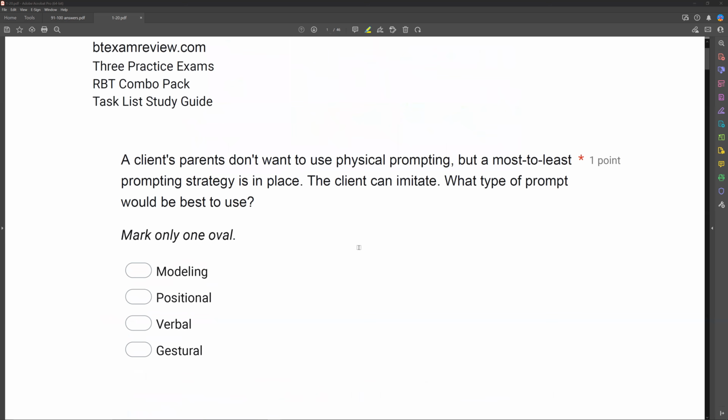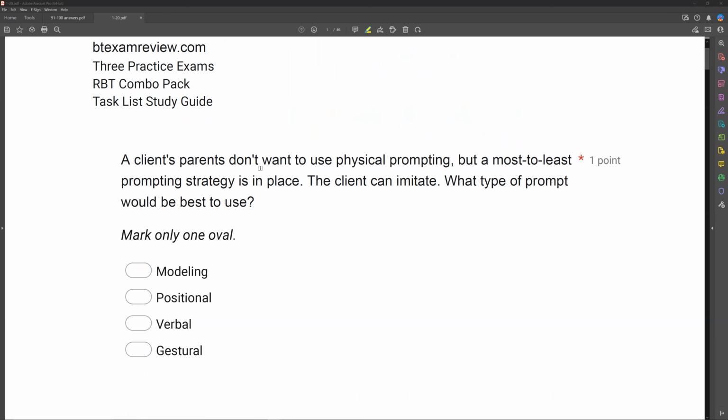Question 1. A client's parents don't want to use physical prompting, but a most to least prompting strategy is in place. The client can imitate. What type of prompt would be best to use? There are a couple key things in this question that we need to consider. First, what is the question asking? Well, it's asking about what type of prompt we're planning on using. And we're going to determine that with the given information in the question.